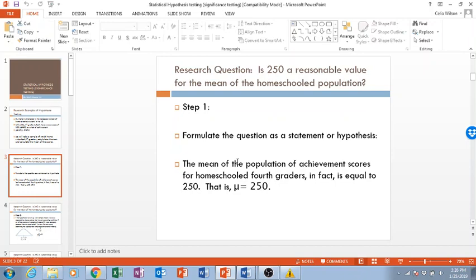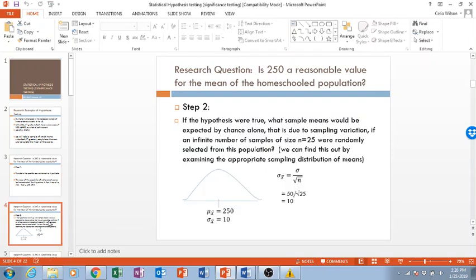So, the mean of the population of achievement scores for homeschooled fourth graders, in fact, is equal to 250. That is, the homeschooled mean is also 250. All right? So what he's saying is homeschooled kids are not performing better than, I'm just going to refer to them as public school kids. So homeschool kids are the same as public school kids. Okay? That is what he is proposing.